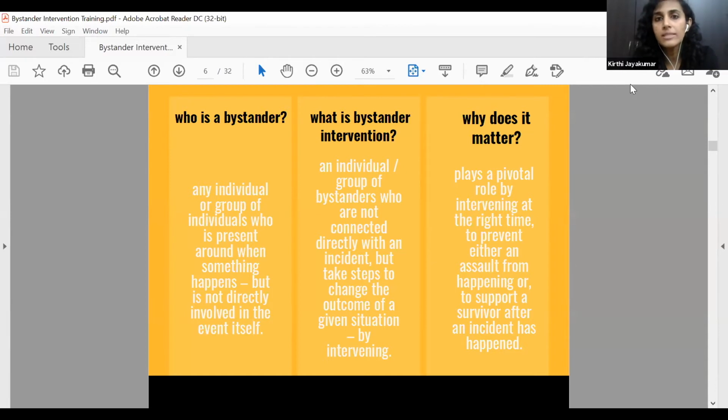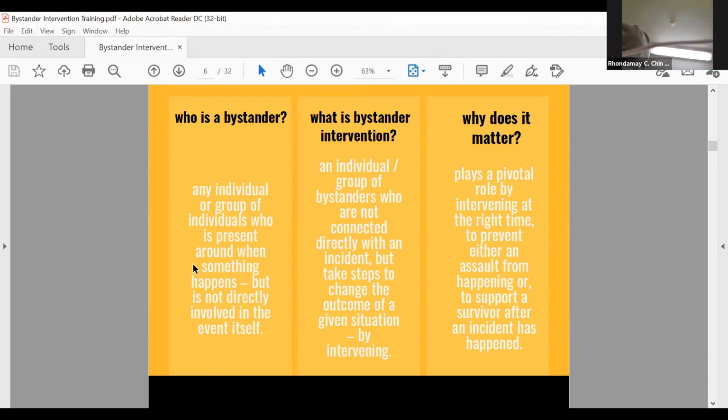Now, why does bystander intervention matter? In several instances, it is the one final frontier between a situation of harm and an escalated manifestation of that situation. So it plays a very significant role in intervening at the right time, in preventing a crime from taking place, in preventing the escalation of an already existing crime, and helps access the survivor or the person being targeted in ways that can get them out of the situation or make help available to them.